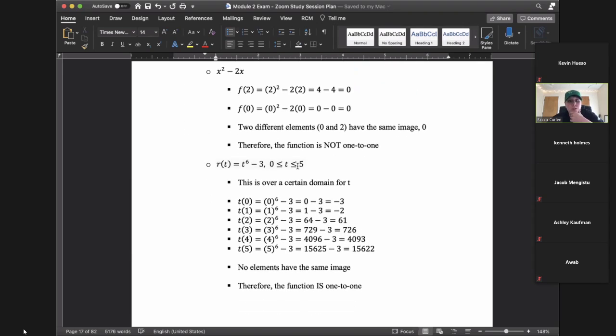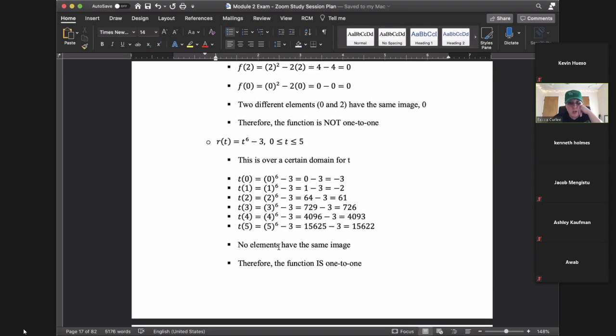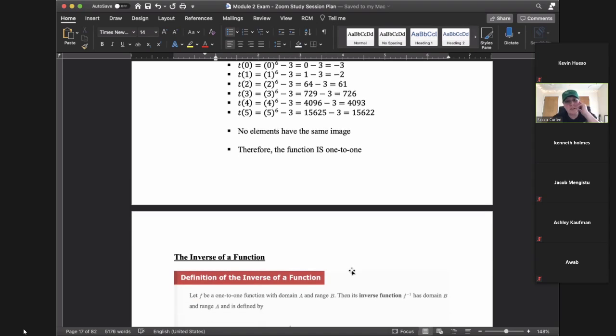Sometimes it'll give you a restricted domain for the function. So if you got r of t equals t to the 6th minus 3, for values t greater than or equal to 0 and less than or equal to 5, this is over a certain domain. It's a little bit of work, but I like to check to see if there's anything the same over any of those values, and you can just kind of see the trend. So I just took r of 0, which is -3, r of 1, which is -2, and worked them all out to see over this entire domain if any of these values have the same output. And if no elements have the same image, then the function is 1 to 1. Image is just like the y value.